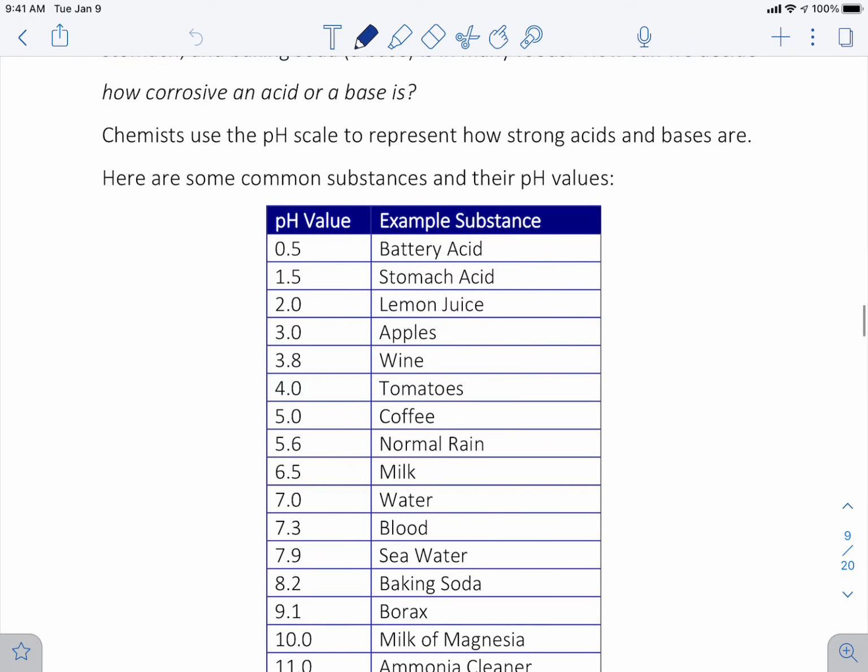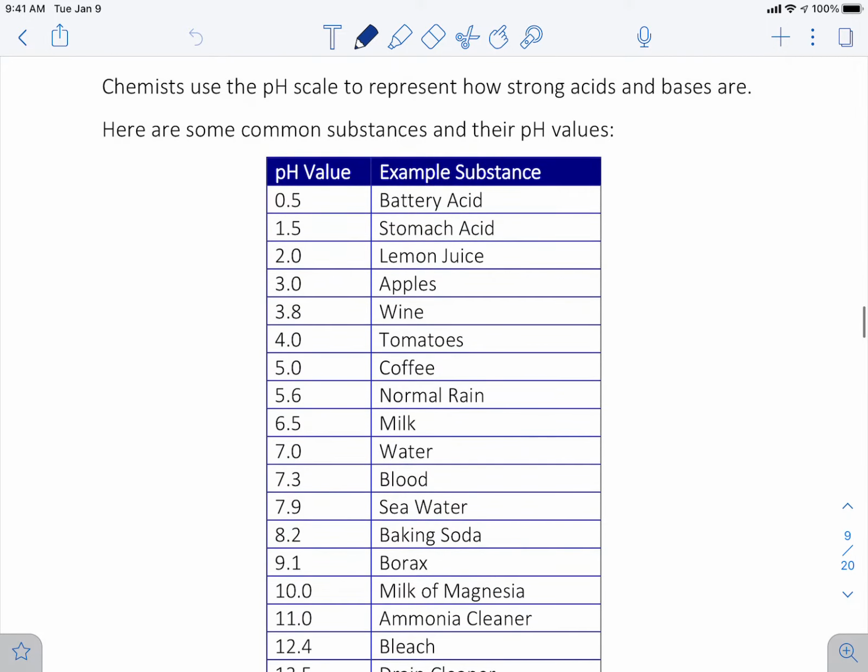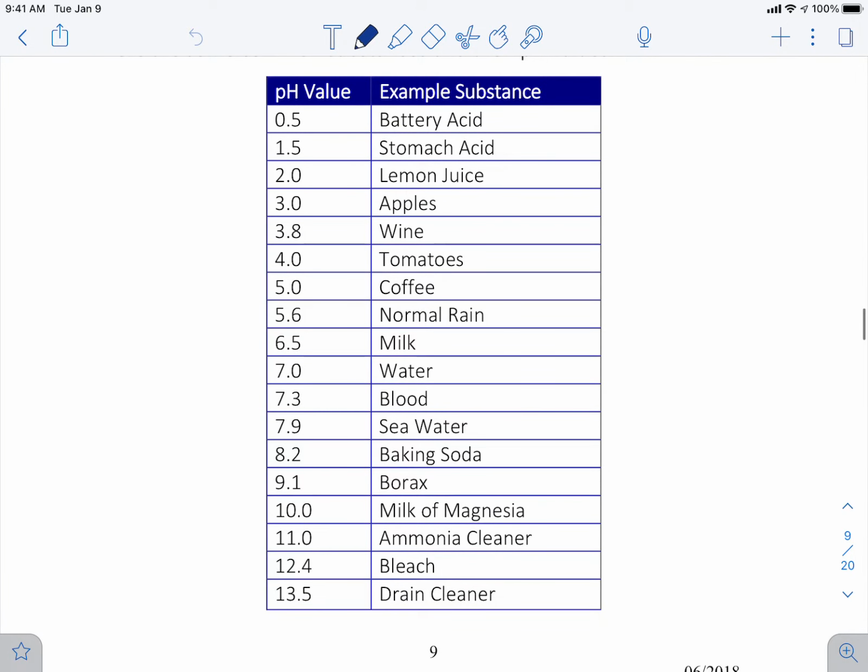To do this, chemists use a pH scale. Here are some values that a pH might have and some examples of those chemicals at those values. Please notice that water is right here in the center of the scale, and water has a value of 7. So for this scale, looking at water at 7, drain cleaner down here nearly 14, and battery acid and stomach acid around 1, we can make the interpretation here that this pH scale kind of goes in two directions.